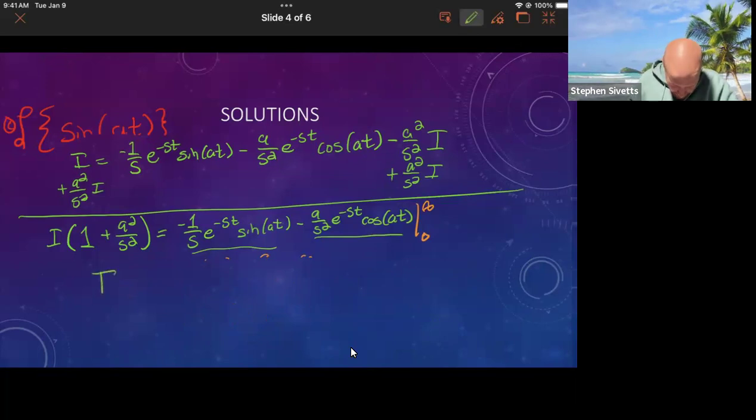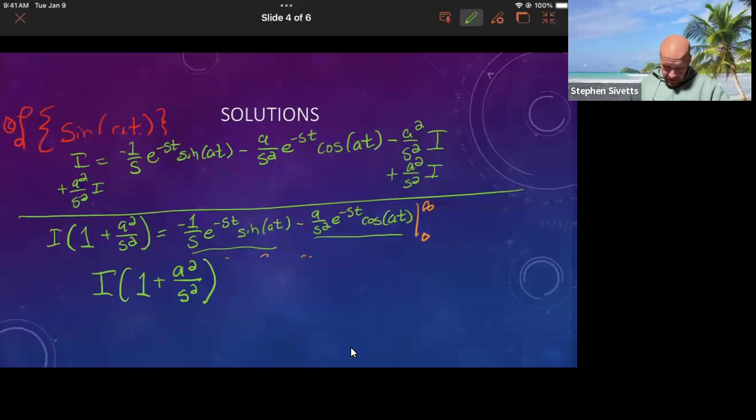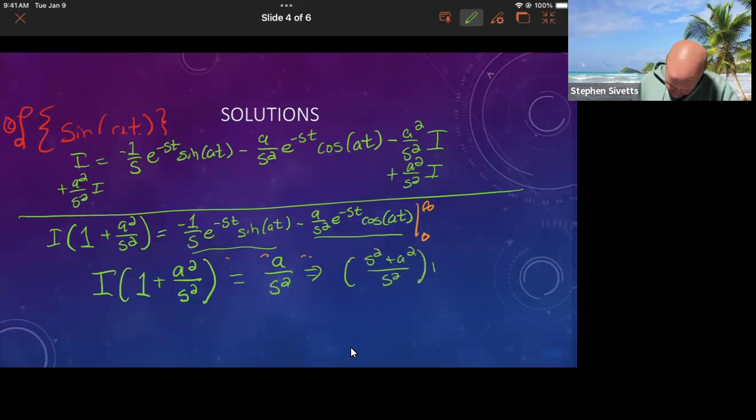so what we have here on the right-hand side and on the left-hand side is I times 1 plus a squared over s squared equals to, so that's minus negative, so that would be a positive. So a over s squared. And so what we can conclude here is s squared plus a squared over s squared times I equals a over s squared.